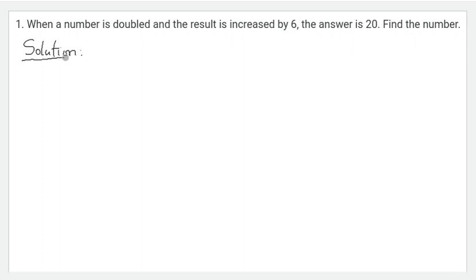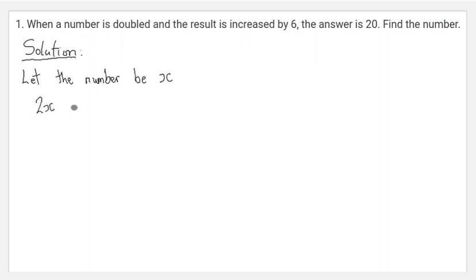Okay, so let's go on to the solution. Let the number be x, defining the number you're looking for. When a number is doubled, that means the number is multiplied by 2. So if the number is doubled, that's 2 times x, 2x.